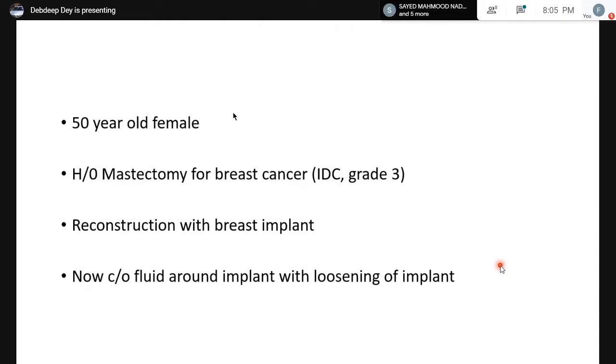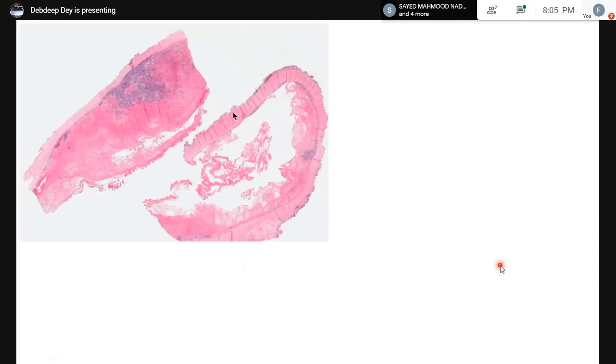So this is a 50-year-old woman, history of mastectomy for breast cancer, IDC grade 3, reconstruction with a breast implant, now complaining of fluid around the implant with loosening of the implant. Now, again, if you don't know this entity, you would be quickly passing your slides without even thinking that there's an entity like this, and there's a possibility of a lymphoma here. So this is the capsule surrounding the implant.